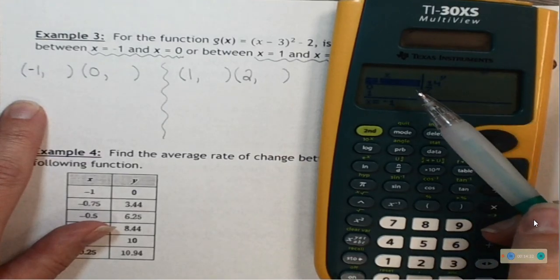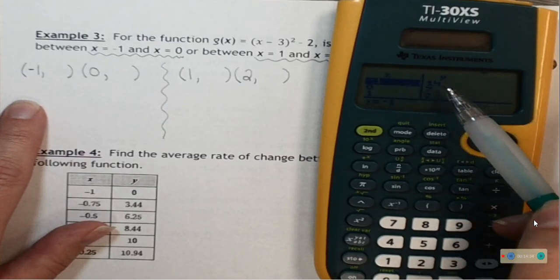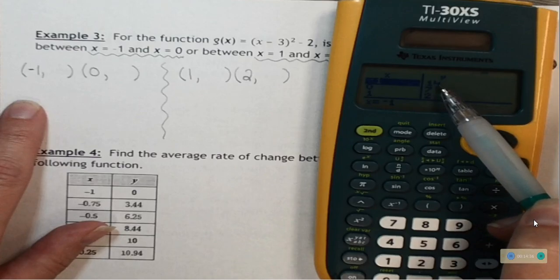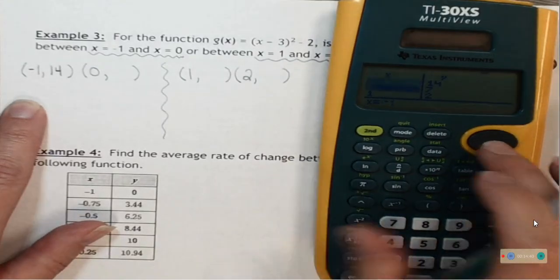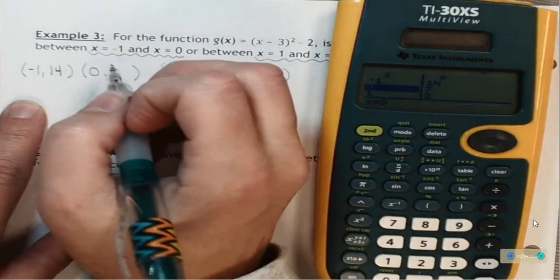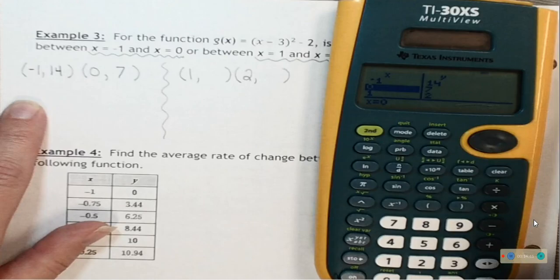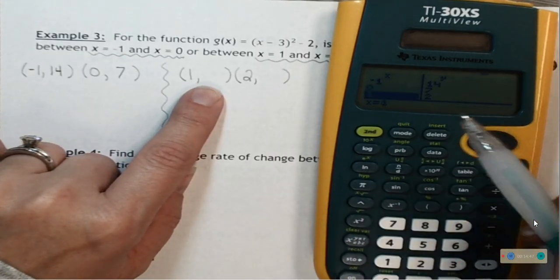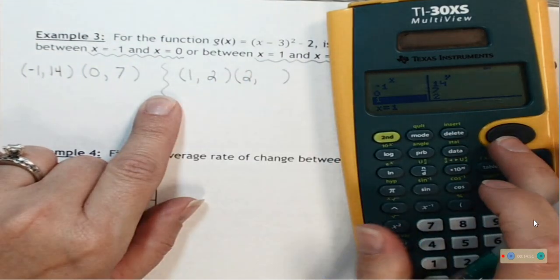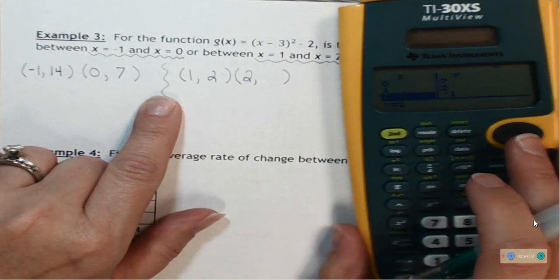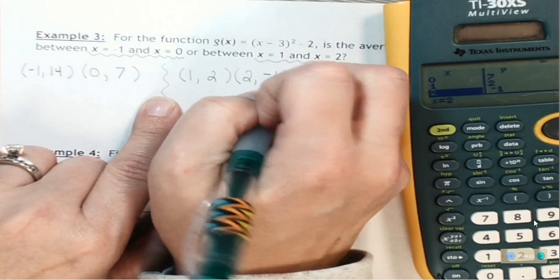So my calculator is telling me if x is -1, what is y? 14. When x is 0, what is y? 7. When x is 1, what is y? And when x is 2, what is my y? -1.